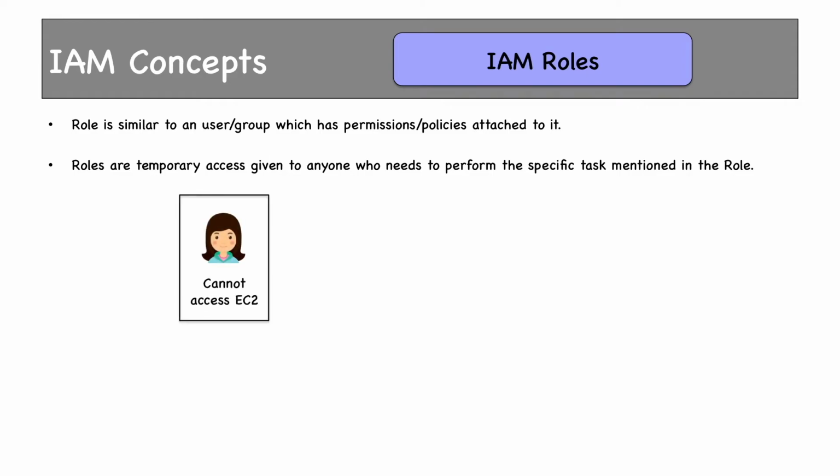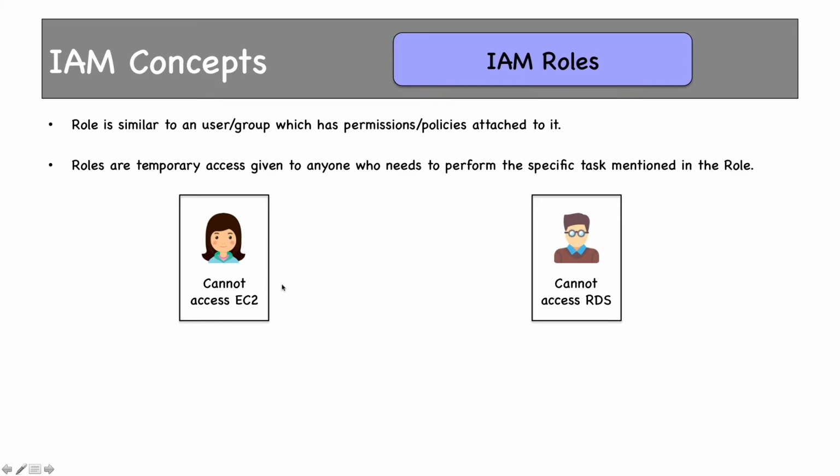Suppose she is a database admin user who cannot perform any action on EC2 instances, but can perform all operations in RDS instances. He is an EC2 admin who can perform all operations on EC2 instances, but cannot do anything on RDS instances. Say for some reason, this user needs to perform actions on EC2 instances, and this user needs to perform actions on RDS instances.